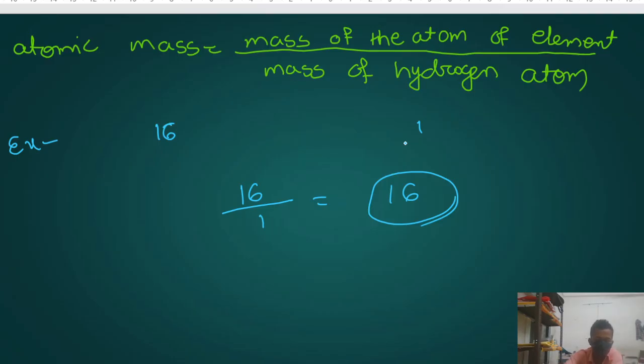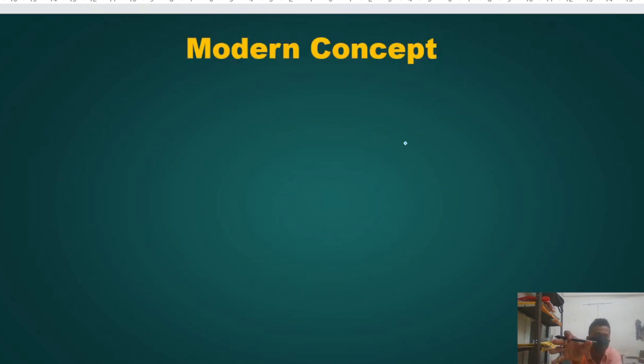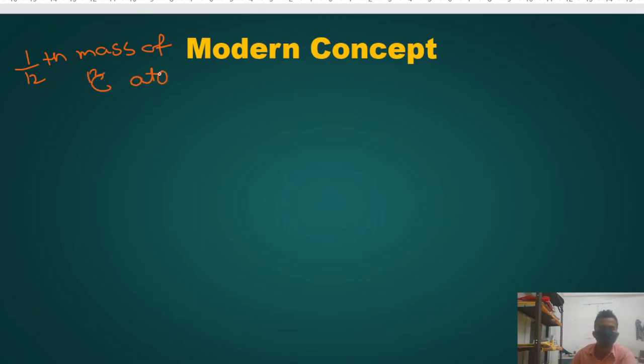Okay, let's go to the modern concept. These were all about the old concept. Then next comes the modern concept. According to the modern concept, it is similar to the old concept, but in the old concept we took the mass of hydrogen as a reference, whereas in the modern concept we take 1 by 12th, that is 1 upon 12th, of the mass of a carbon atom.